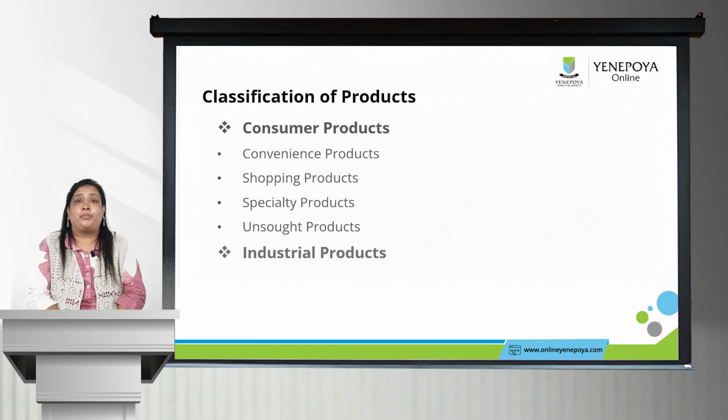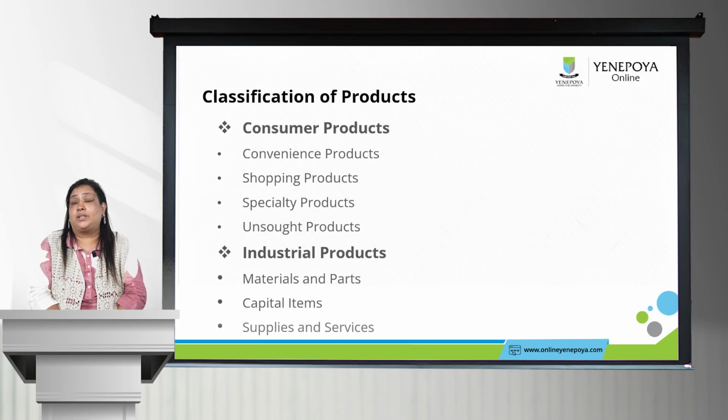There are three main types. They are materials and parts, which are raw materials like steel, cotton, and components used in production. The second one is capital items, which are long-term assets, for example machinery and buildings. The third is supplies and services. These are short-term goods like lubricants and office supplies, and maintenance or advisory services are required.